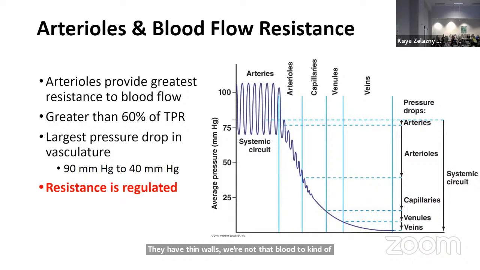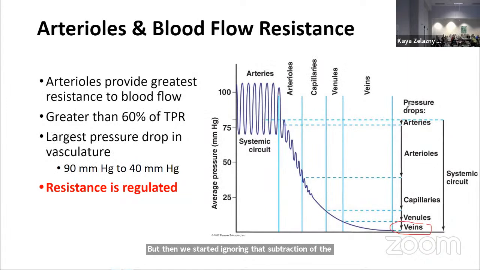So this is useful. And then we can see that the pressure in the venules and the veins drops really, really, really low, which is why when we were substituting into our flow equation, we substituted cardiac output for flow. So cardiac output equals our delta P. That difference in pressure was our mean arterial pressure minus our central venous pressure. But then we started ignoring that subtraction of the central venous pressure because the veins are near zero. That's all I'm getting to with that sentence.